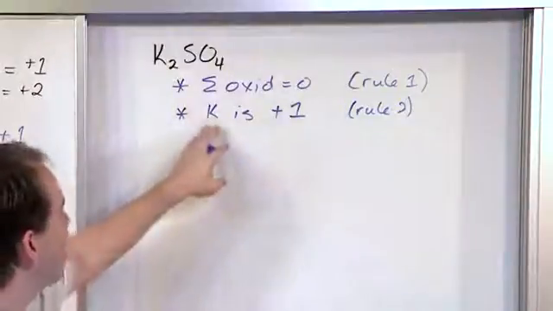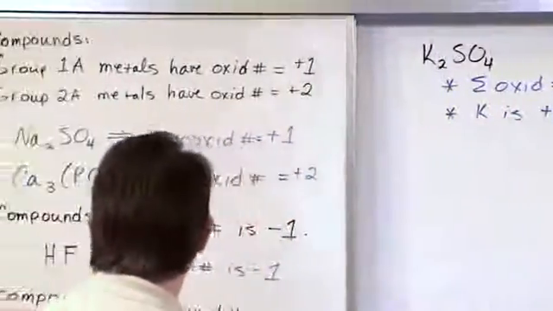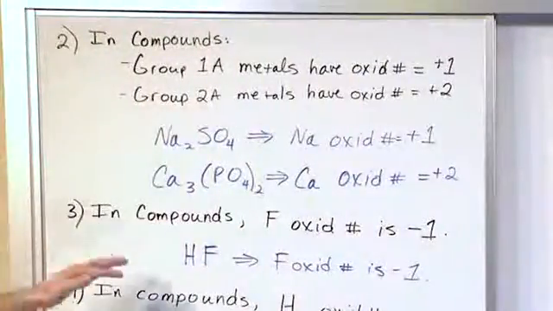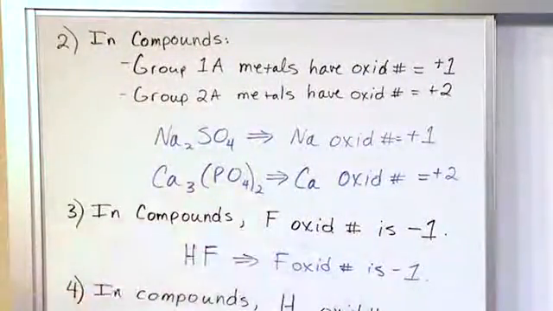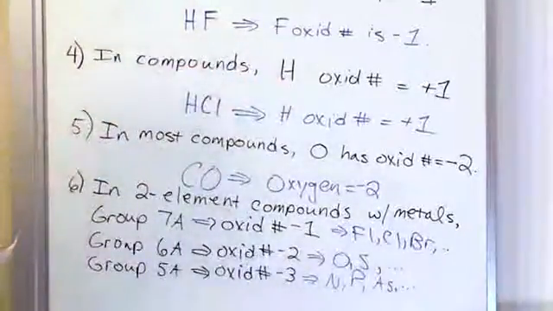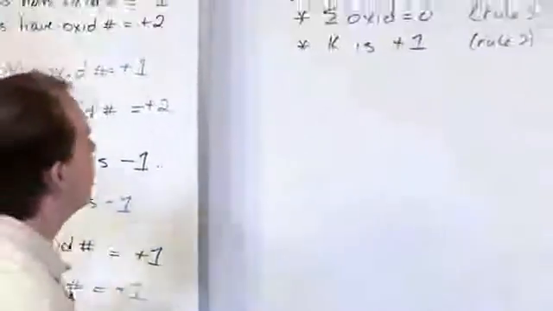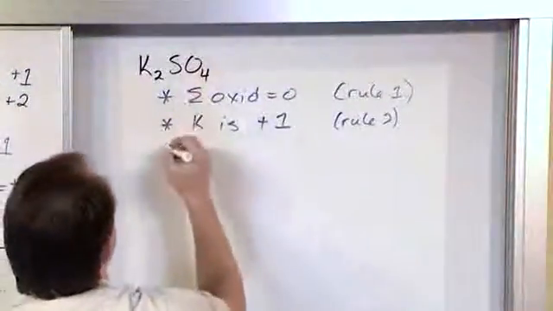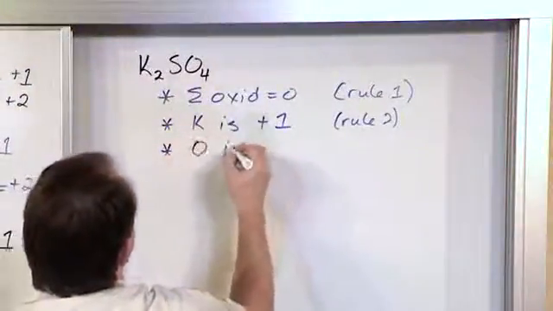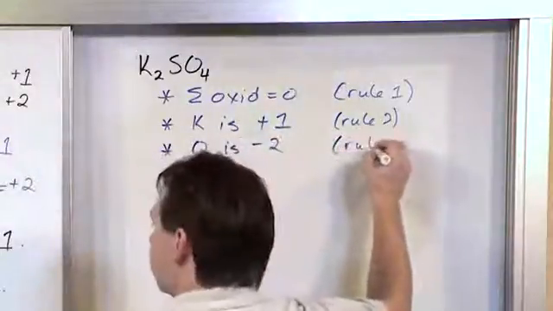So since we have a potassium, we know it wants to be +1. All right, so then we go down the list. Do I have any fluorine in this compound? No, I don't. Do I have any hydrogen in this compound? No, I don't. Do I have any oxygen in this compound? Yes, I do. And it's an oxidation number of -2. So what this tells me is oxygen is -2. And then I look and I write down this is rule 5.